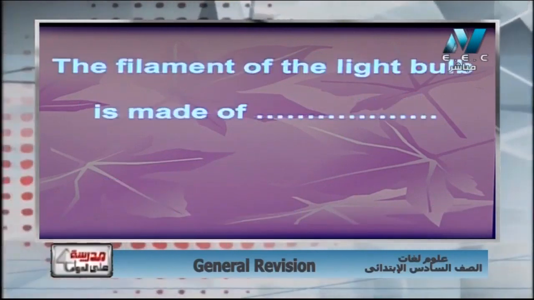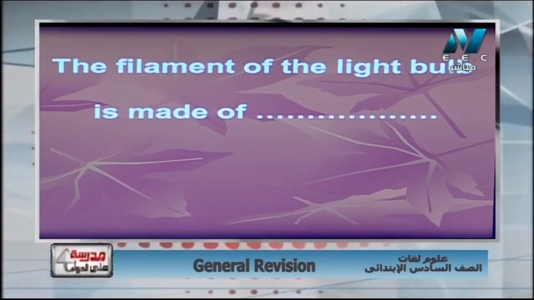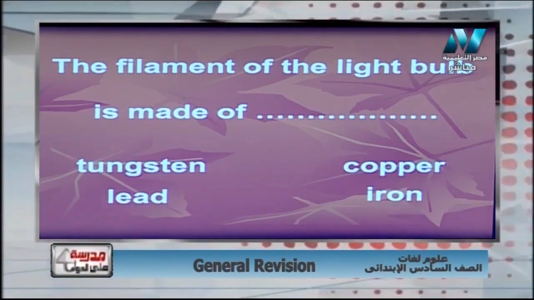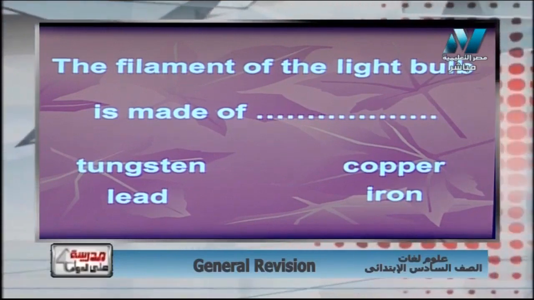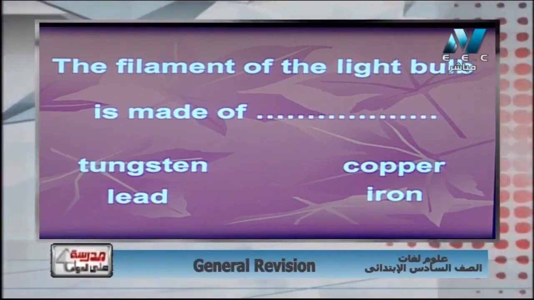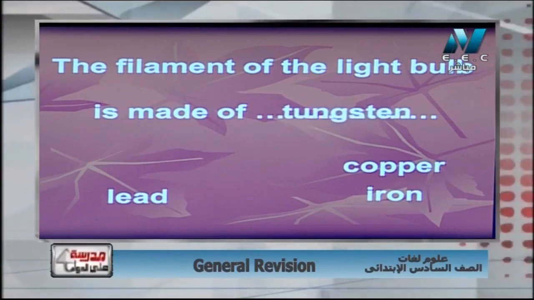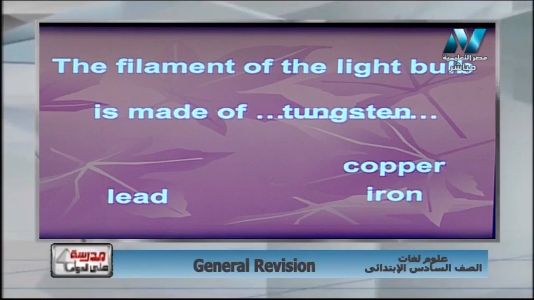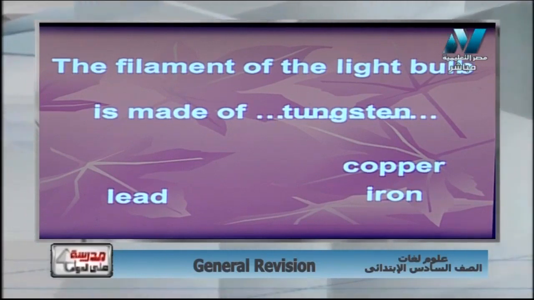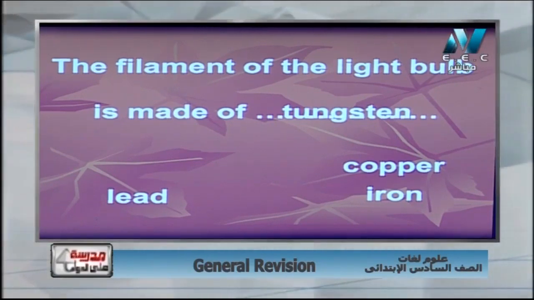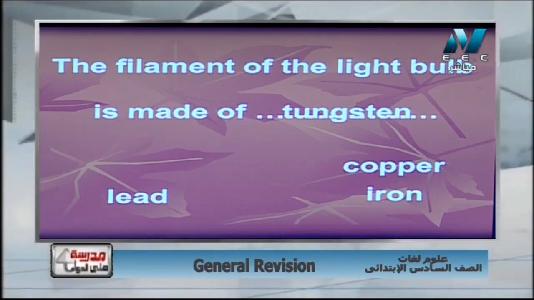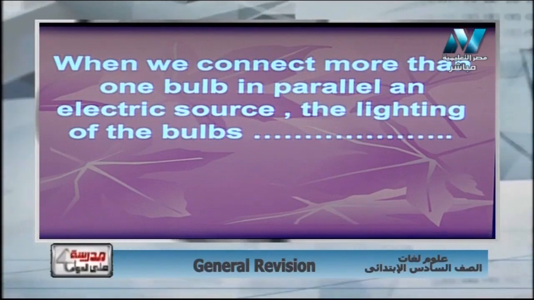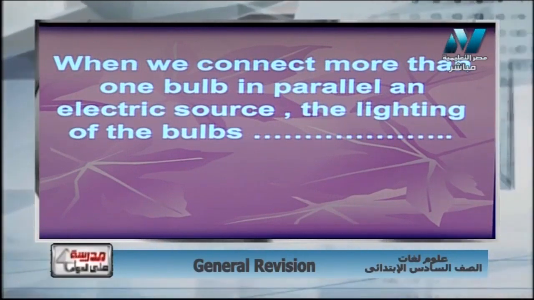Another question that says the filament of the light bulb is made of tungsten, copper, lead, iron. I'm sure it's a very easy question because all of us know that the filament is made of tungsten. Why? Because tungsten has high melting point. The filament of the light bulb is made of tungsten. Don't forget that.